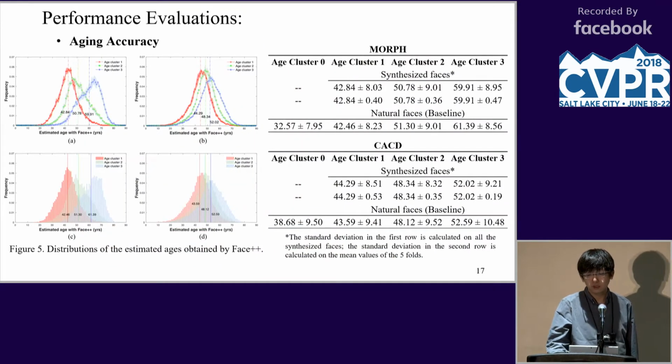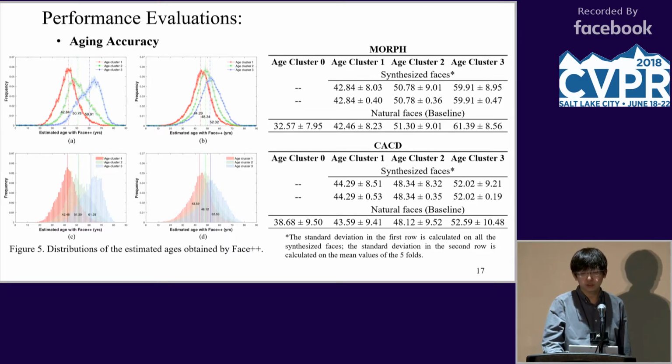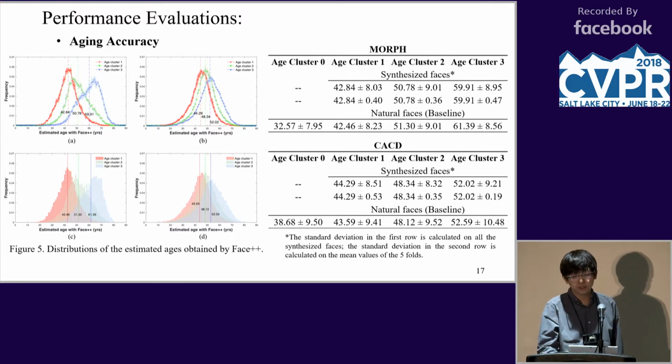To analyze age accuracy, we conduct objective evaluation by using the age estimation API of Face++. The upper figures are the results of the synthesized faces on MORPH and CACD, while the bottom ones are the results of actual faces on the two databases. As we can see, the clusters of synthesized faces of individual age groups are very close to the ones of actual faces.